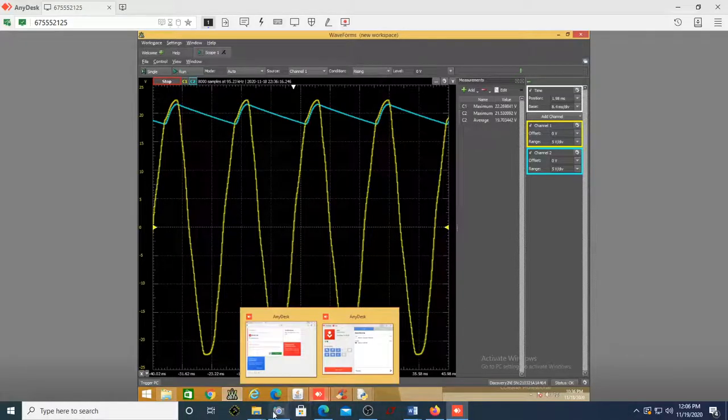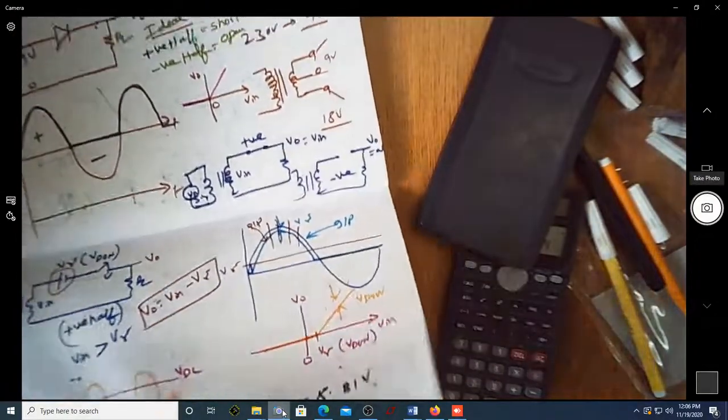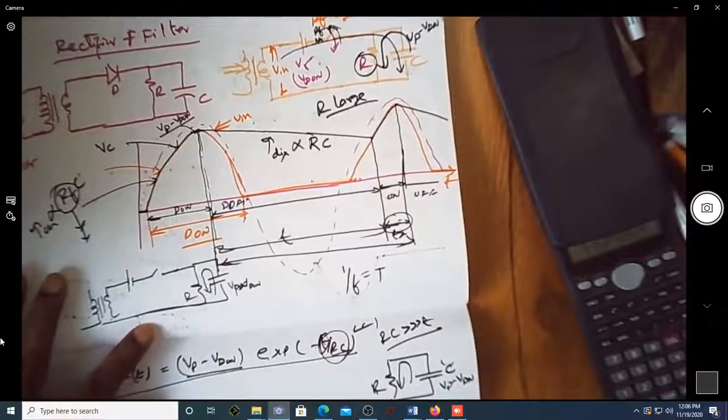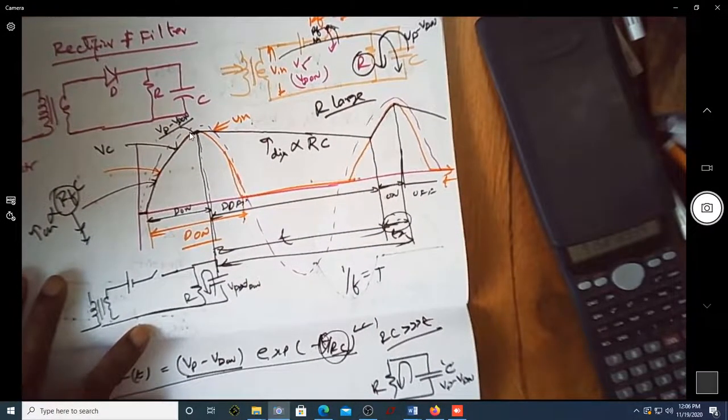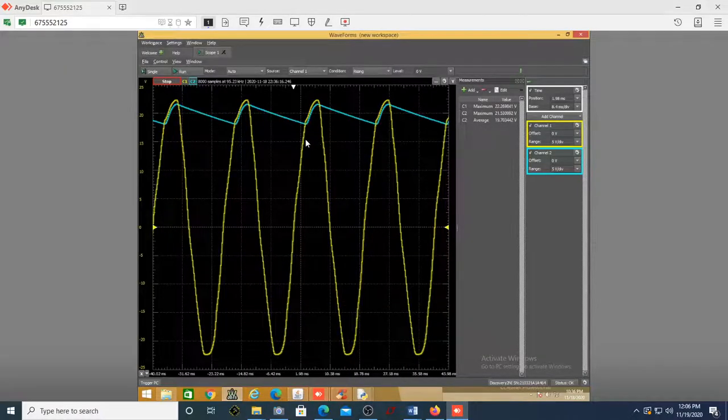It is exactly on the same lines as what we discussed in the theory. It was actually going this way. You can see here, it is charging like this, and then it keeps reducing. It's exactly the way we expected. So it is coming down.